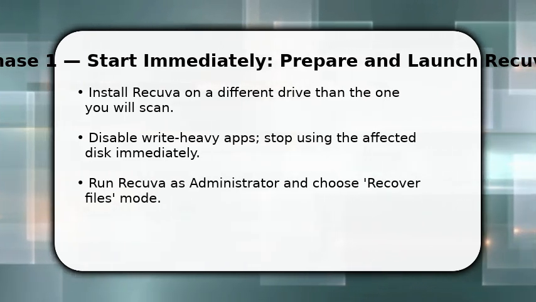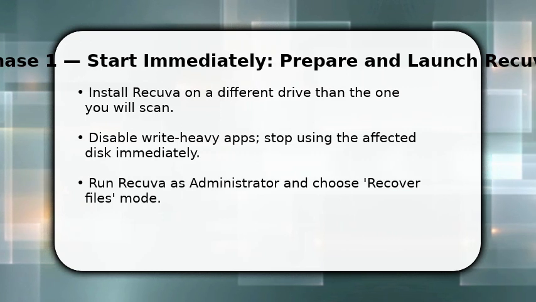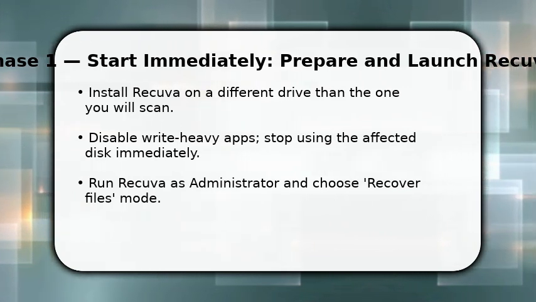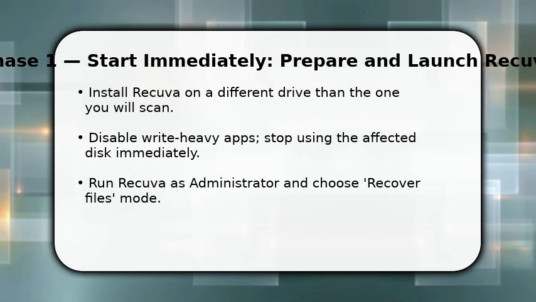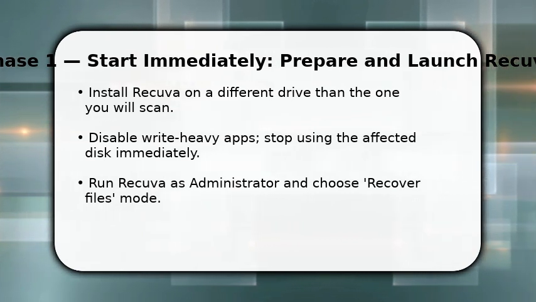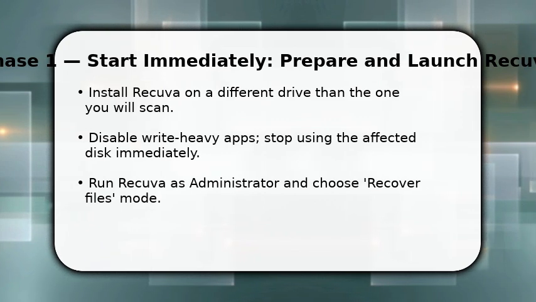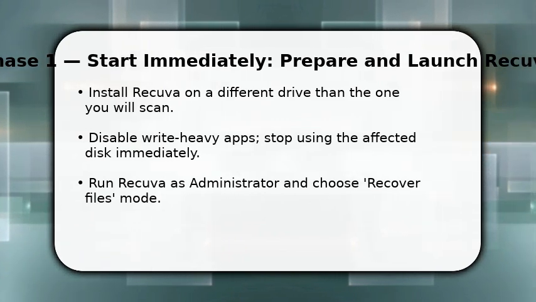Make sure to run as administrator so Recuva can access low-level entries. Choose Deep Scan only if Quick Scan finds nothing. Deep Scan takes longer but locates fragmented or older entries. Start the scan, don't interrupt it.